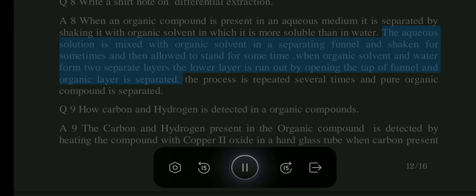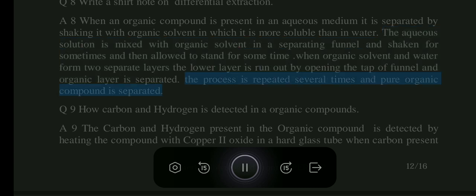When the organic solvent and water form two separate layers, the lower layer is run out by opening the tap of the funnel and the organic layer is separated. The process is repeated several times and the pure organic compound is separated.